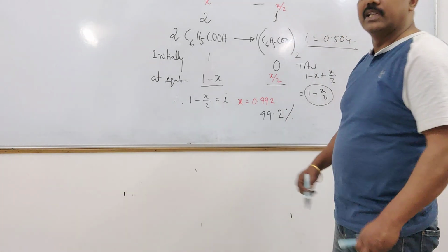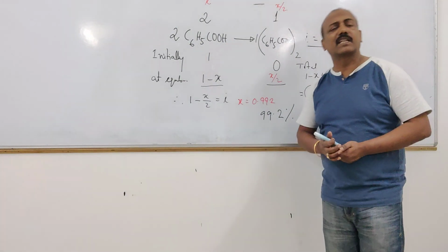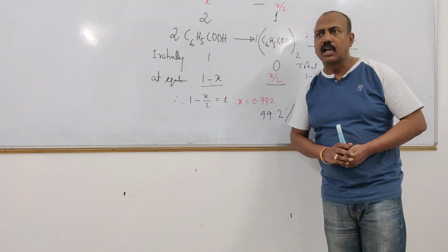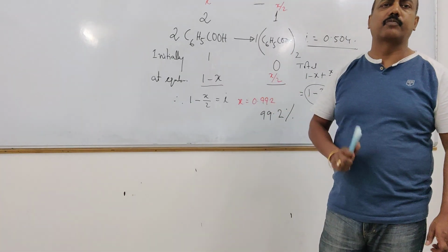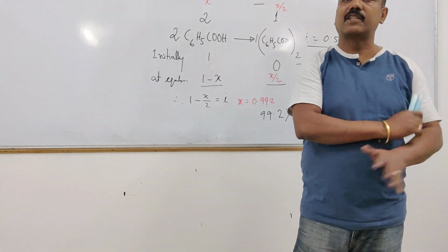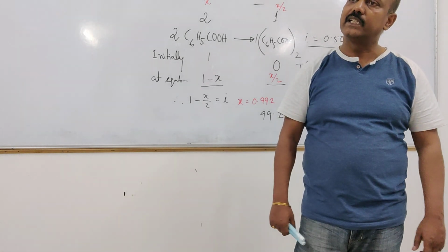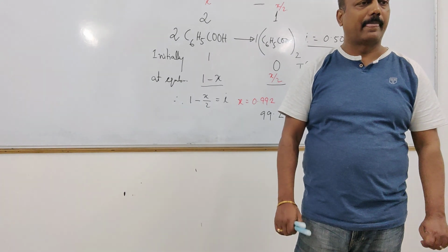99.2%. Okay, that means what did I say, if you can remember, that all acetic acid is not undergoing association. How many percentage is undergoing association? 99.2%. Remaining as C6H5COH only. Yes, did you get it? Yes or not, you tell me. Yes.